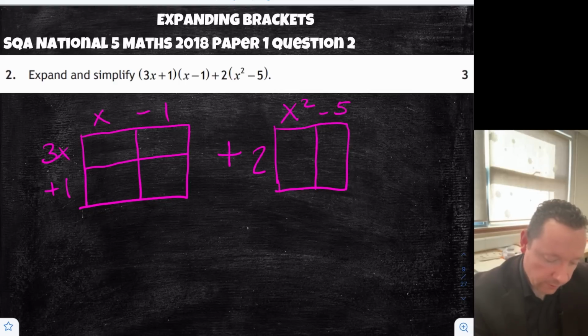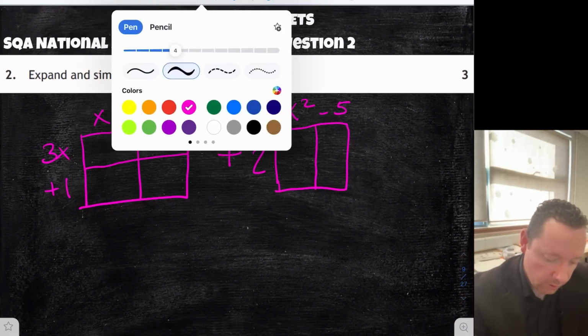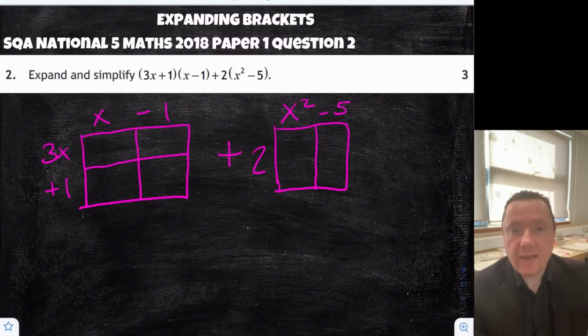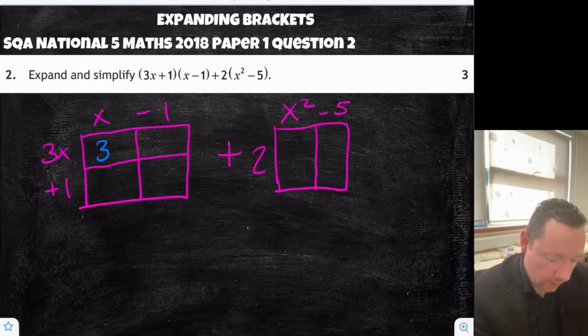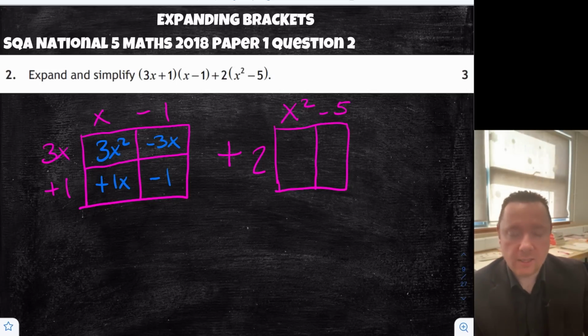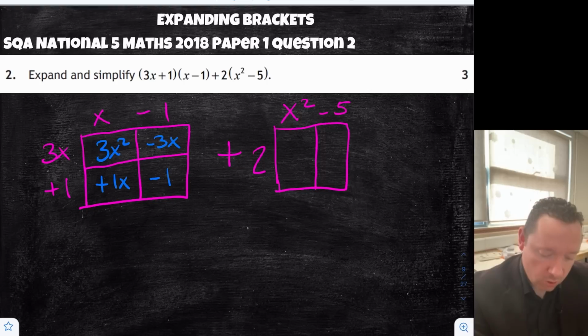So I can now easily expand it using a different colour to highlight the answers. 3x times x is 3x squared. 3x times minus 1 is minus 3x. 1 times x is plus 1x. 1 times minus 1 is minus 1. So there's my first set of answers. And then over in the other box, 2 times x squared is 2x squared. You might want to put a plus. And 2 times minus 5 is minus 10.